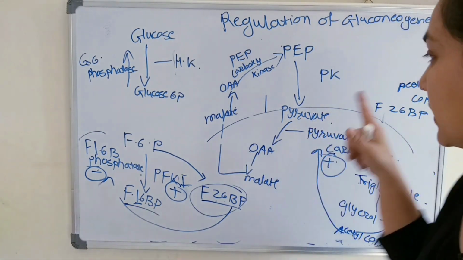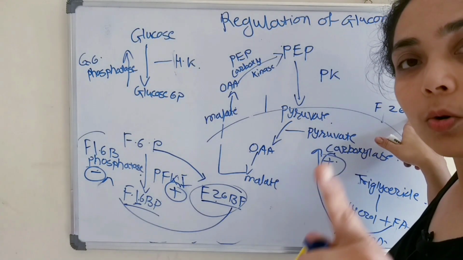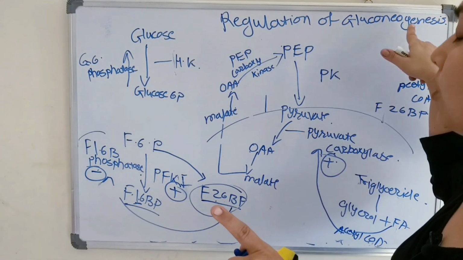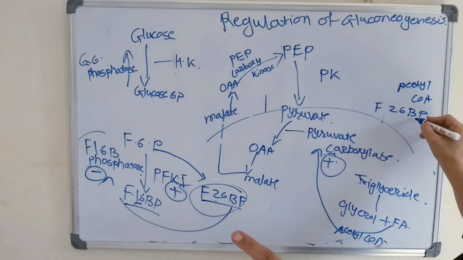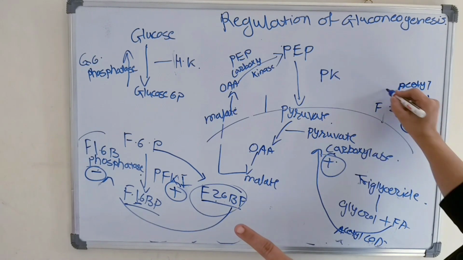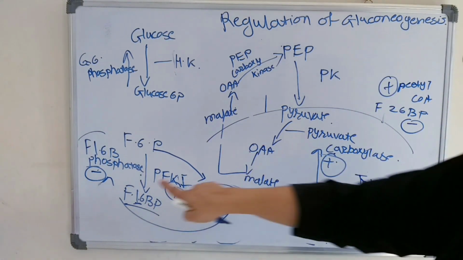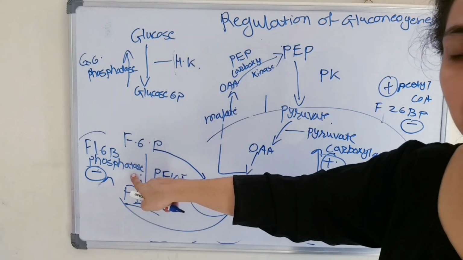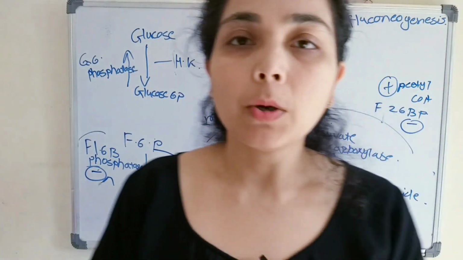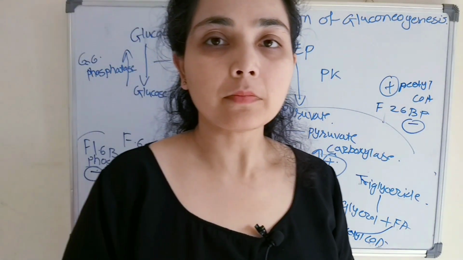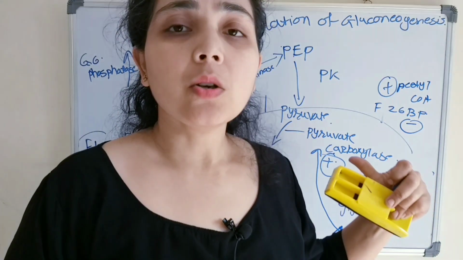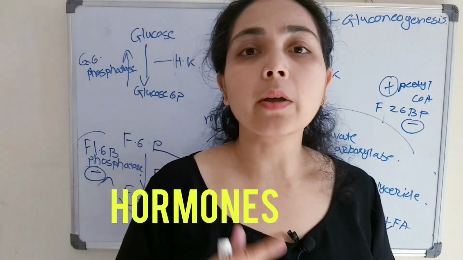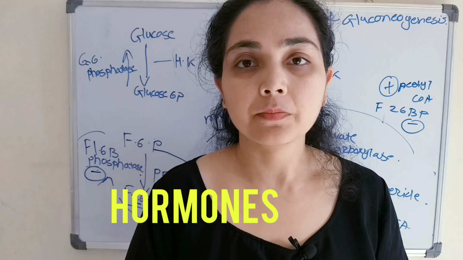So we had discussed two compounds here. The first is acetyl-CoA. Acetyl-CoA is a positive regulator for gluconeogenesis. Fructose 2,6-bisphosphate is a negative regulator. Alright, so this is all about the allosteric regulation. Then gluconeogenesis is also regulated by hormones.